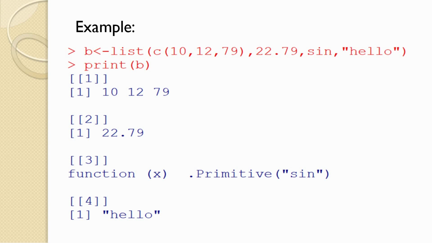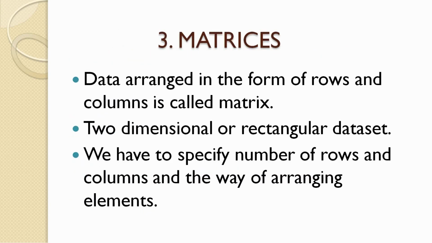Also the string element is also given separately. In list we have separate presentation of each element of it. The next data type is matrix.